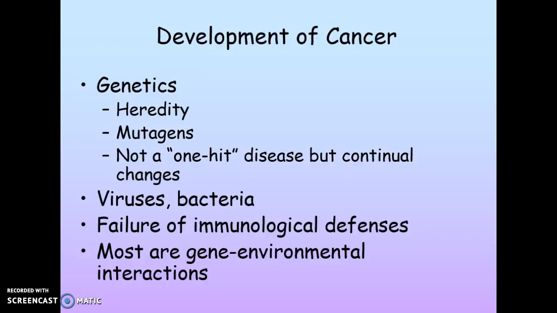Now, with the cancers that strike children, there are probably major genes that are defective or a very strong mutation that the child was exposed to very early in age. Alright, so important to remember that it's not a one-hit disease. Alright, no one-hit wonders here.